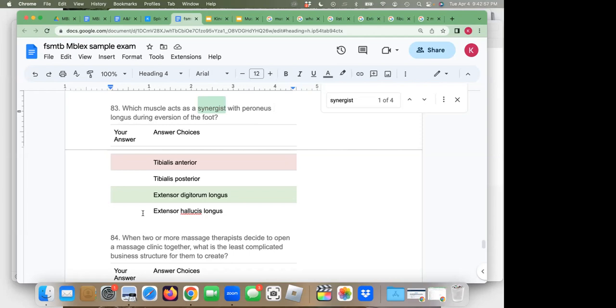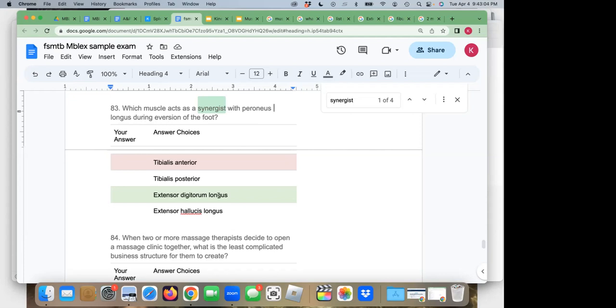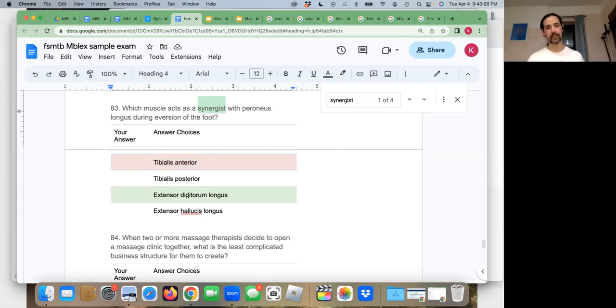Tibialis posterior. Unfortunately, it's the extensor digitorum longus. So picking up the outer edge of the foot is done by the extensor digitorum longus, but plantar flexing the foot would be the tibialis posterior. Dorsiflexing would be the tibialis anterior.